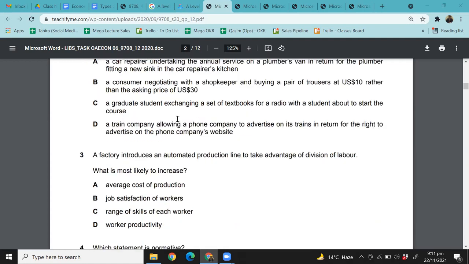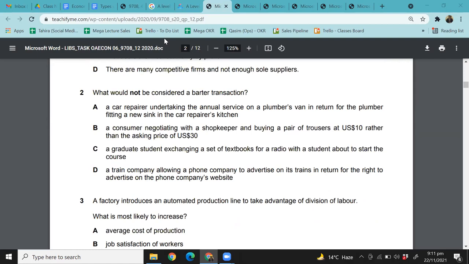The second question says, what would not be considered a barter transaction? A car repairer undertaking the annual service on a plumber's van in return for the plumber fitting a new sink in the car repairer's kitchen, right? What is not a barter transaction? A consumer negotiating with the shopkeeper and buying a pair of trousers for $10 rather than the asking price of $30, right? A graduate student exchanging a set of textbooks for a radio with a student about to start the course.